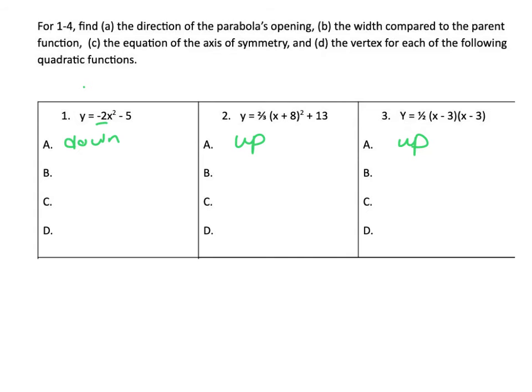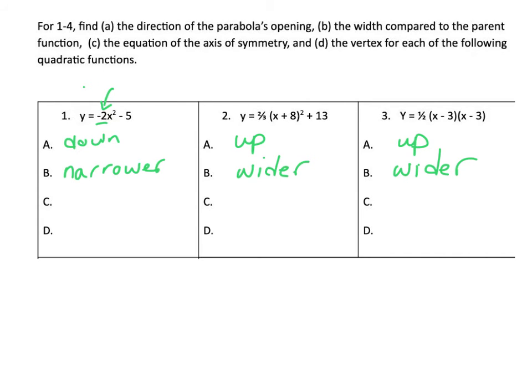And then let's talk about part b. Is it wider or narrower than the parent function? Since the absolute value of a is bigger than 1, this one is narrower. The second one is smaller than 1, so it's wider. It compresses your graph. The next one is smaller than 1, so it's also wider.